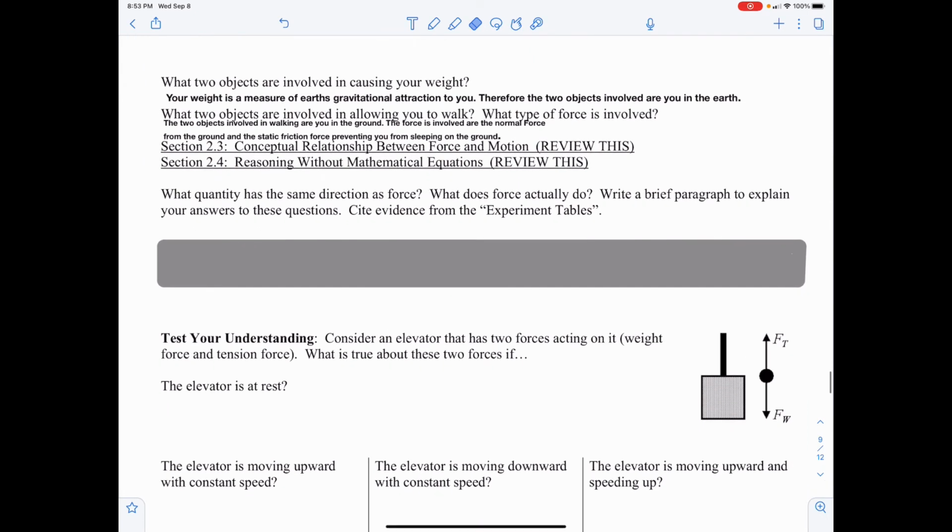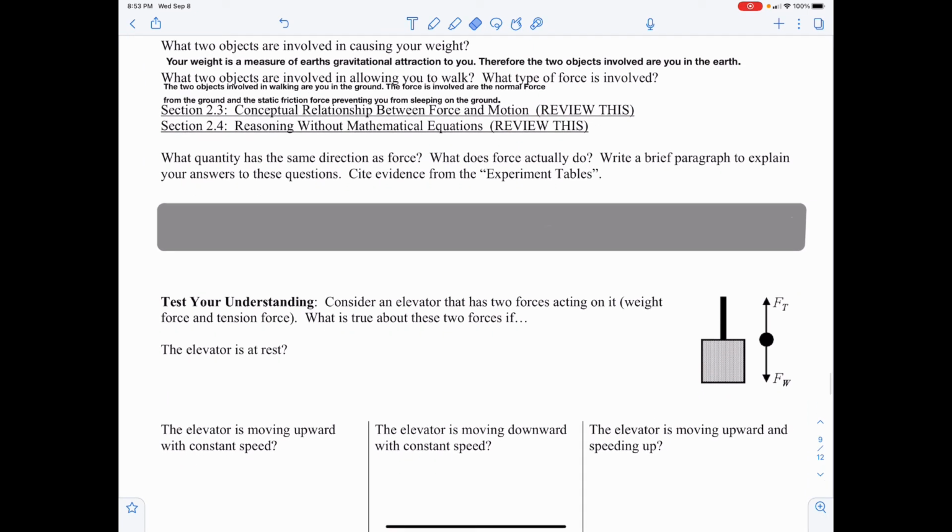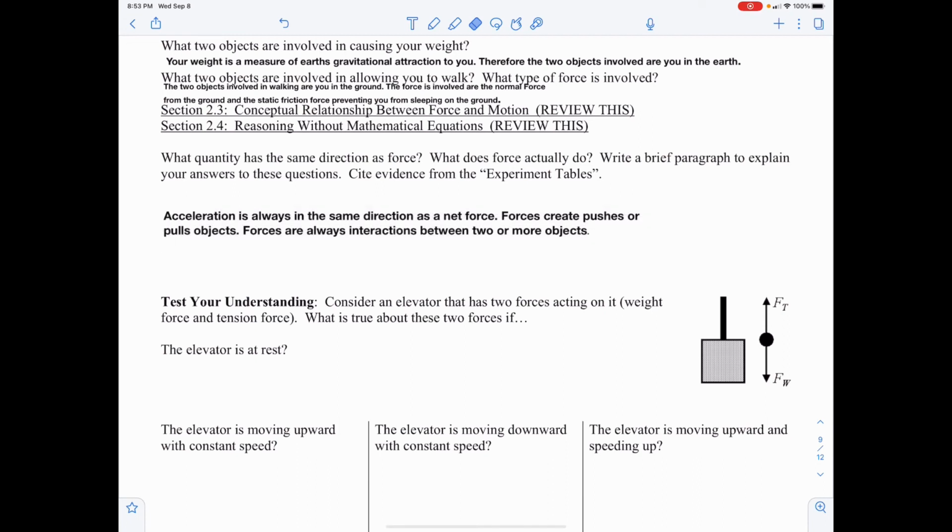Section 2.3 and 2.4. What quantity has the same direction as force? What does force actually do? Write a brief paragraph to explain your answers to these questions. Acceleration is always in the same direction as a net force. Forces create push or pulls on objects, and forces are interaction between two or more objects.